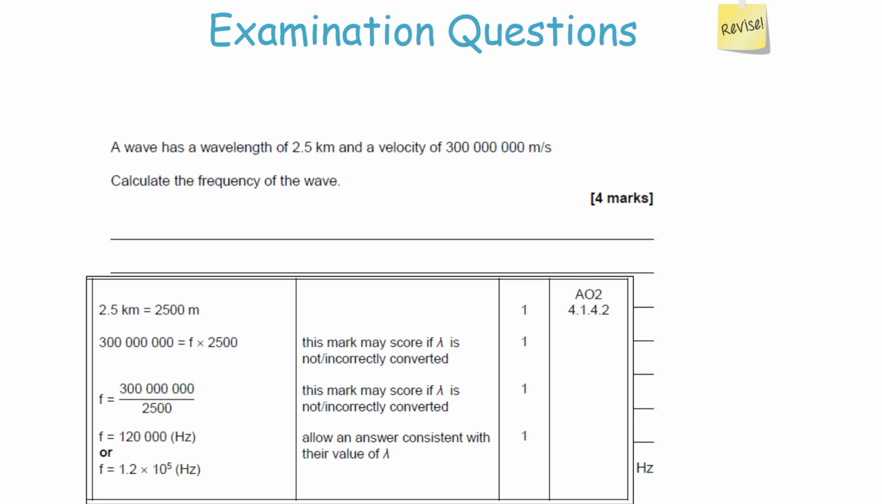Now the first thing by looking at these values is that the wavelength is in the wrong units because it's given in kilometers and we work in meters. So the first thing we need to do is convert kilometers into meters. So we say 2.5 kilometers is 2,500 meters. We then sub the numbers into the equation to say 300 million equals F times 2,500. We make F the subject and then we get the answer to be 120,000 hertz.